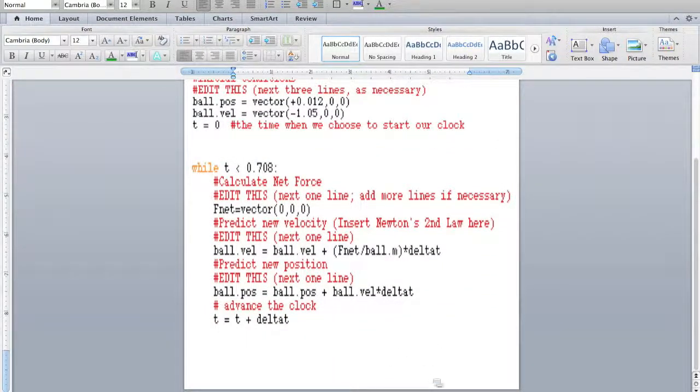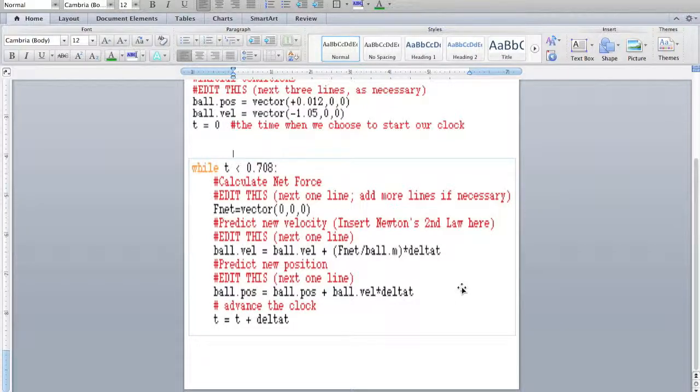For the second major part of the coding for VPython, I have fnet equal to 0, 0, 0, because constant velocity can only exist in a system where the total force and acceleration are equal to 0. This is our main assumption with the computational model. We have to assume fnet is equal to 0 in order to obtain some kind of constant velocity.